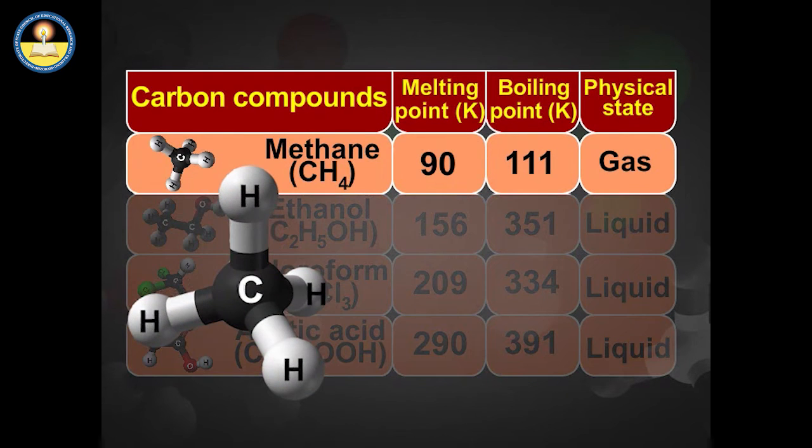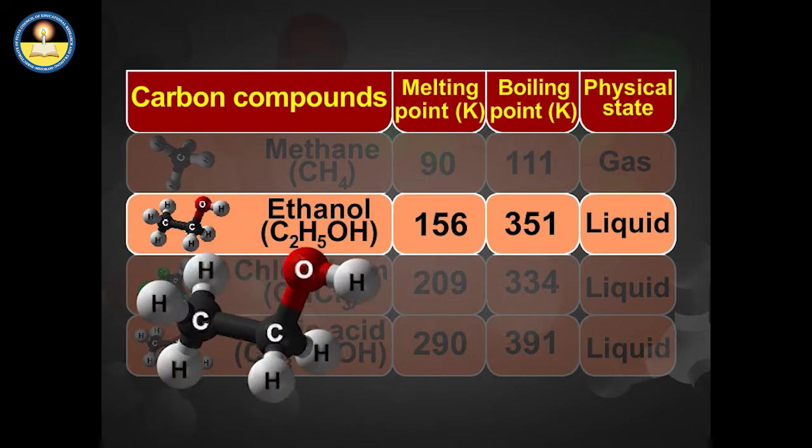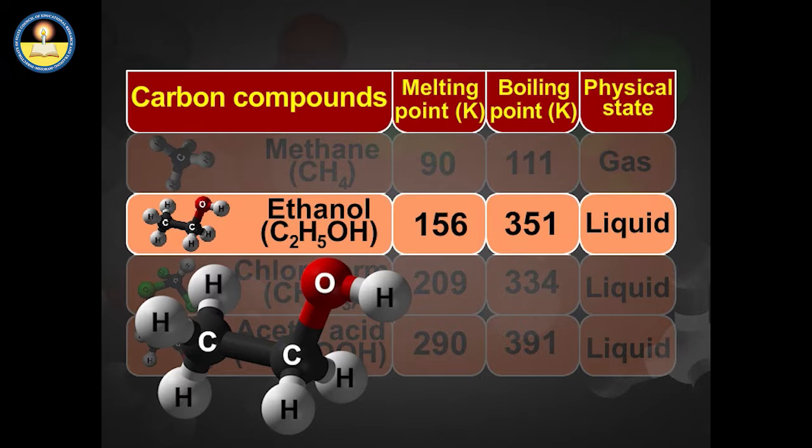Carbon compound methane, that is CH4, has a melting point 90 Kelvin, boiling point 111 Kelvin, and a physical state, gas. Ethanol, that is C2H5OH, has a melting point of 156 Kelvin, boiling point 351 Kelvin, and is in liquid state.